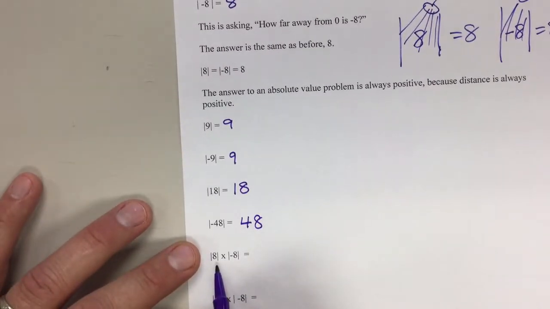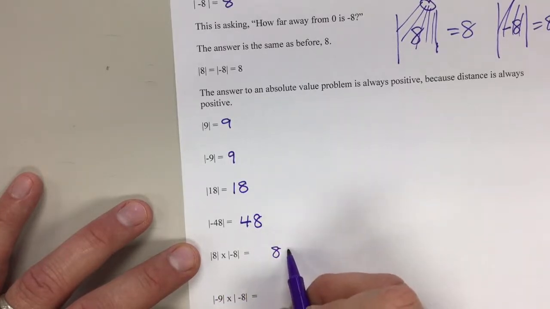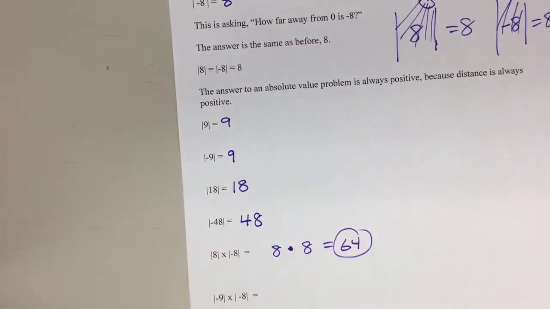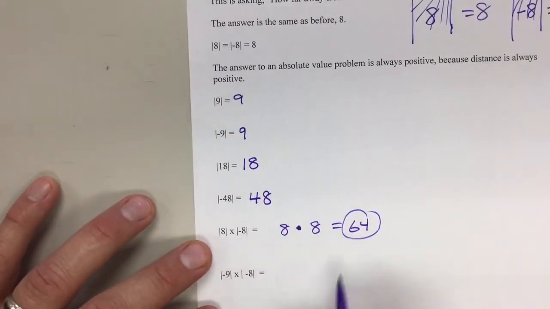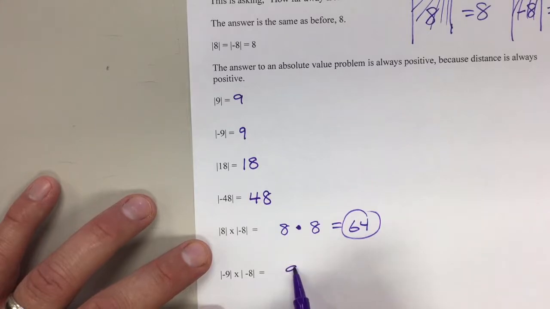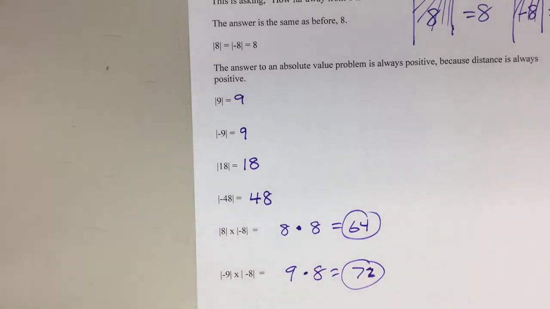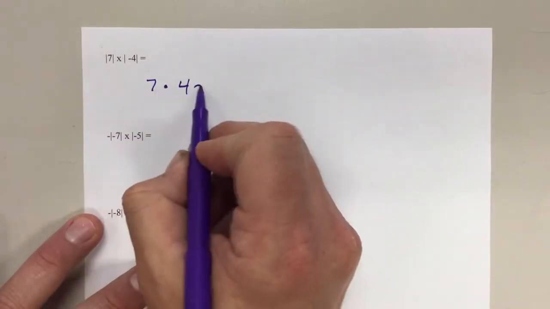Here I have the absolute value of 8 times the absolute value of -8. Well, the absolute value of 8 is just 8, and the absolute value of -8 is 8. So it's 8 times 8 is 64. So the first thing you want to do is get rid of the absolute value symbols, and then you can multiply. So here, the absolute value of -9 is just 9, and the absolute value of -8 is just 8. So the answer is 72. Here, the absolute value of 7 is 7, the absolute value of -4 is 4, so that's 28.